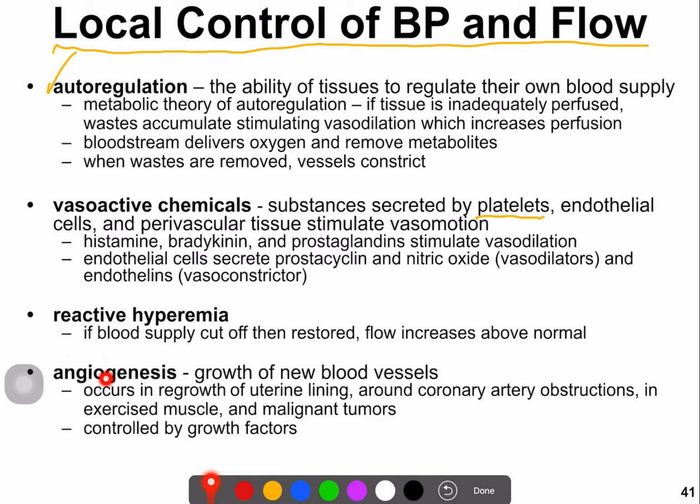Angio for blood vessels, genesis for creation. And this is a growth of new blood vessels. This happens under certain conditions. It could be anything such as you cut your finger, you disrupt some of the small blood vessels, they will regrow, resprout. Also, this happens in the uterine lining during the menstrual cycle.